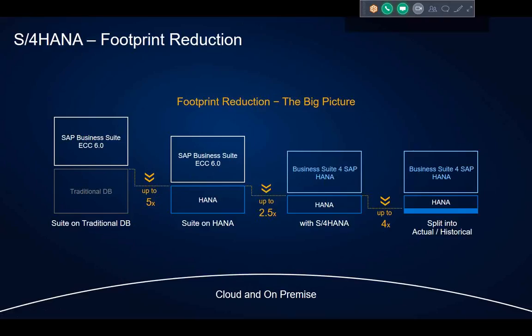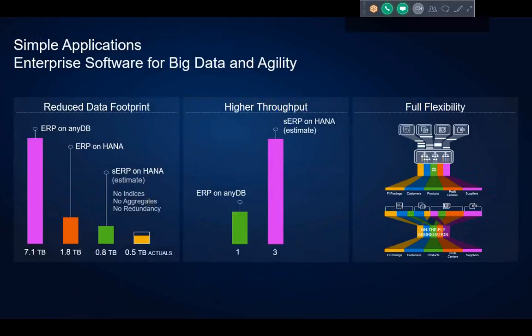So in SAP S/4HANA, you need higher processing. These HANA boxes, this hardware, is a very high-processing environment. The processor is of very high capability, but the data footprint is much smaller. So: simple application, enterprise database for big data and agility.